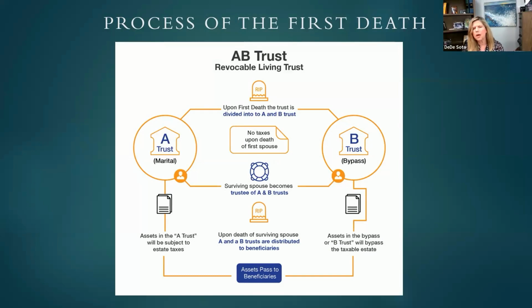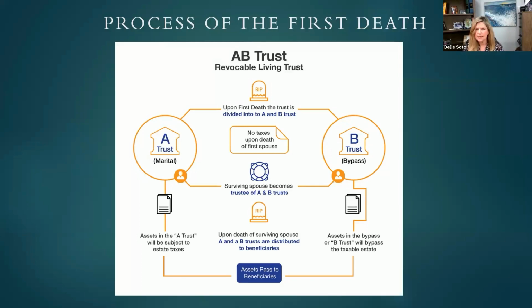So at the death of one, in a very simplistic manner, you want to separate it and put it into two buckets. One is irrevocable, one is revocable. The one that is irrevocable is being preserved for the benefit of the future beneficiaries, but it also supports the surviving spouse as long as they are alive.